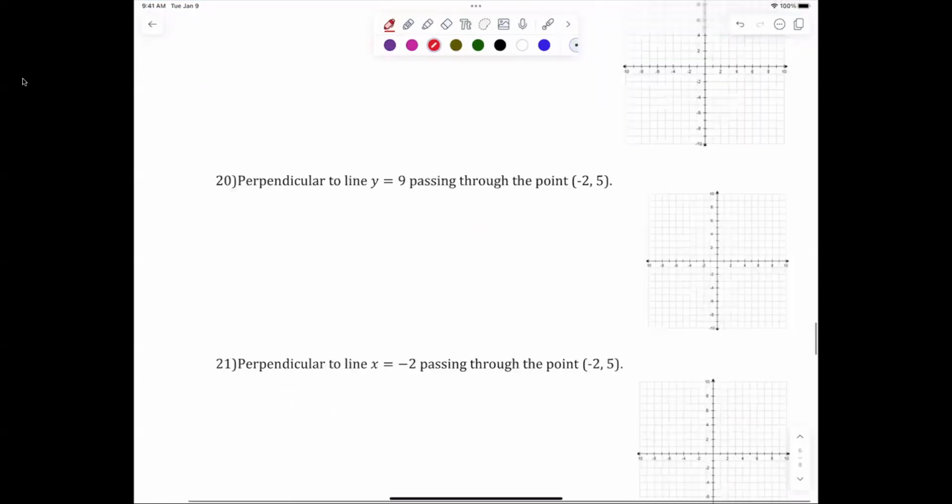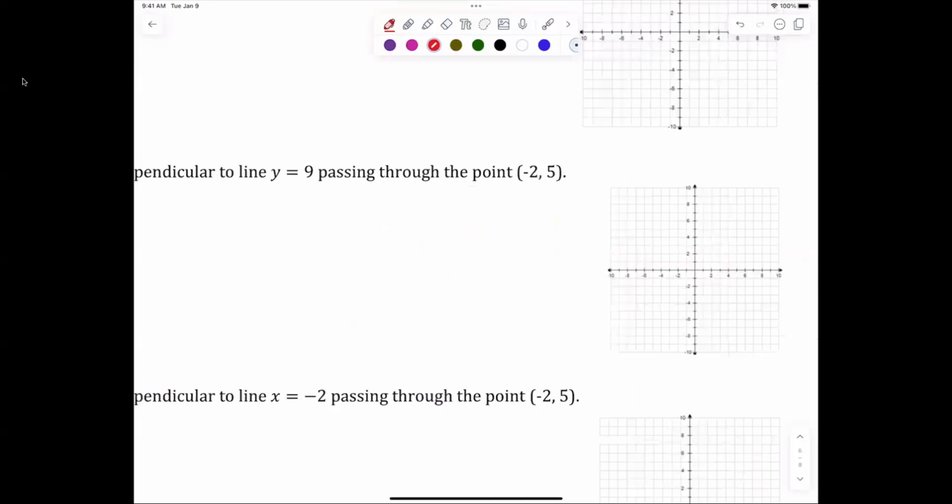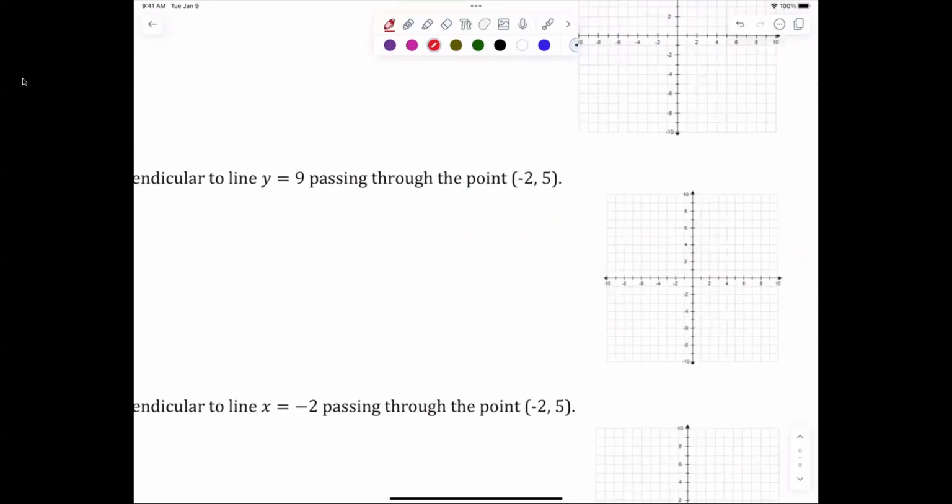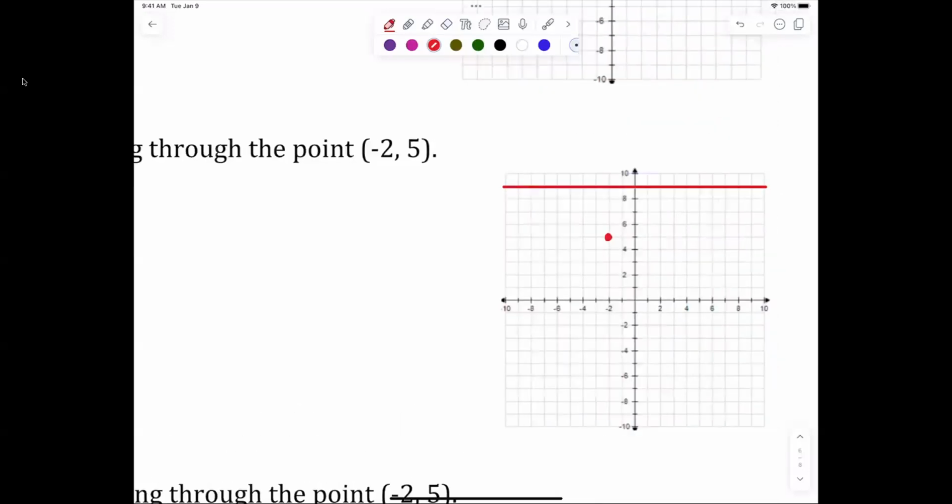All right, now I want to come down to number 20. Everybody's graphing y = 9. Everybody go through y = 9. Draw y equals 9. Now plot the point -2, 5. What is going to be perpendicular to a horizontal line? A vertical. There you go.